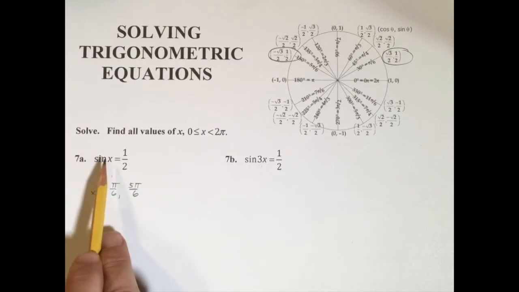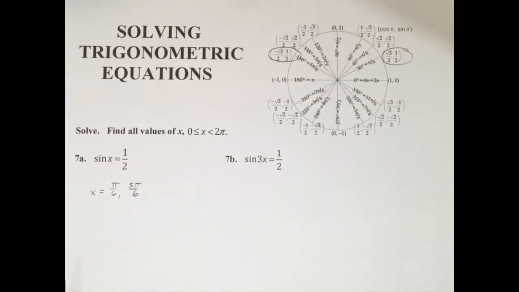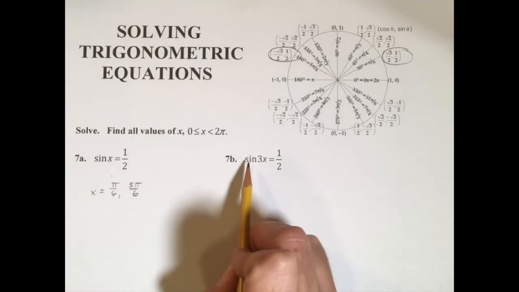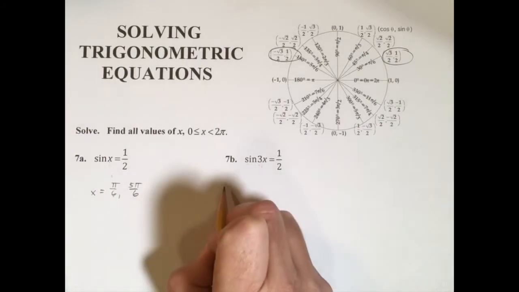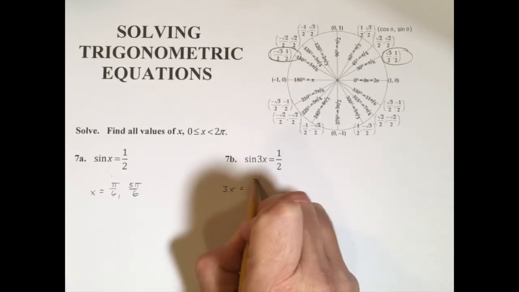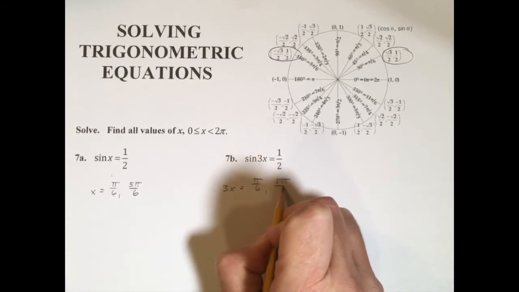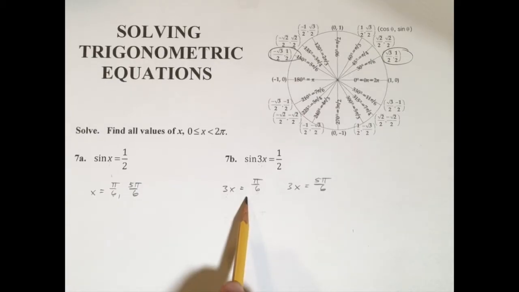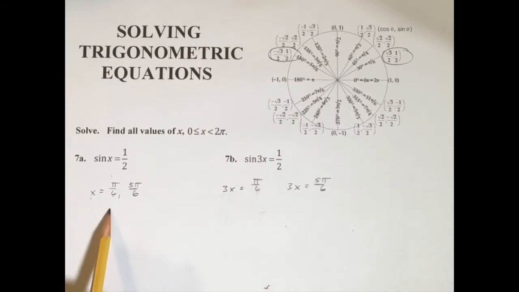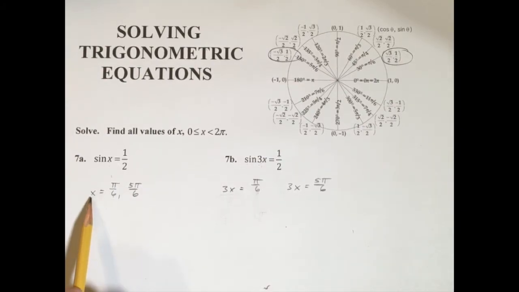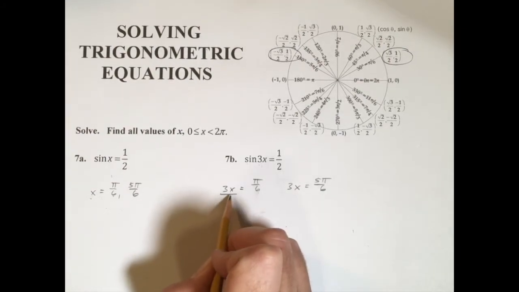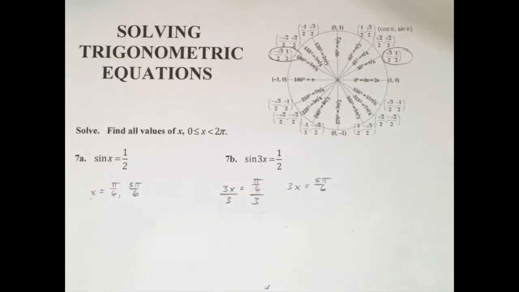When solving sine of x equals 1/2, I indicated that occurs at x equals pi over 6 and 5 pi over 6. When solving sine of 3x equals 1/2, I'm going to indicate that 3x could equal pi over 6 or 5 pi over 6. Or maybe I'll write it like this: 3x equals pi over 6 or 3x equals 5 pi over 6. Of course, over here, I'm finished solving for x. I know what x equals. Here I'm not finished. To solve for x, I need to divide each side by 3.